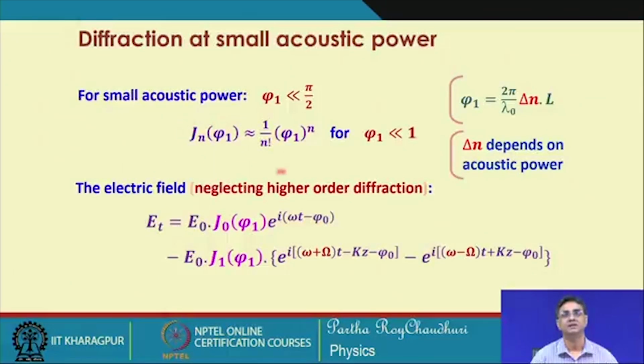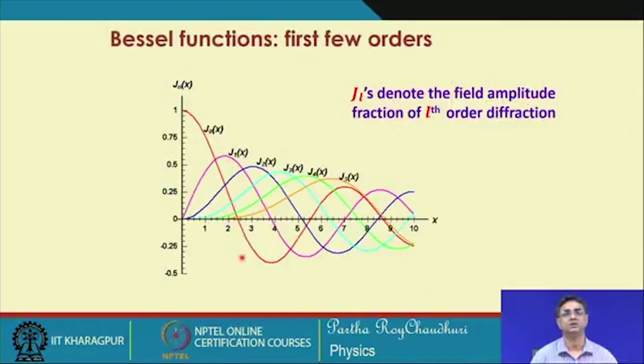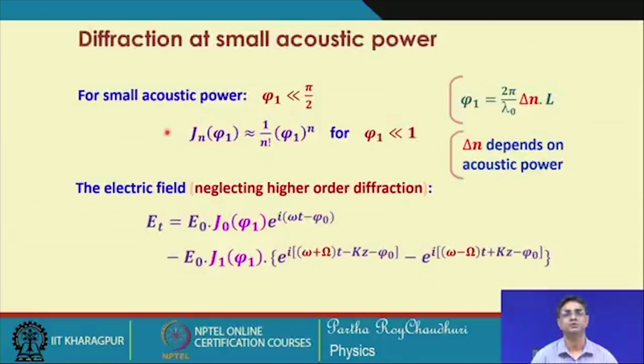In that case, this is the property of the Bessel function, that J n, where n represents the order of the Bessel function, can be approximately given by 1 by factorial n times phi 1 to the power of n, if it is less than 1. So, that is the situation when it is close to 1. Actually it is 1.57 somewhere here, but if it is much less than that in terms of the phase, that is phi by 2, we can represent this Bessel function using this relation.